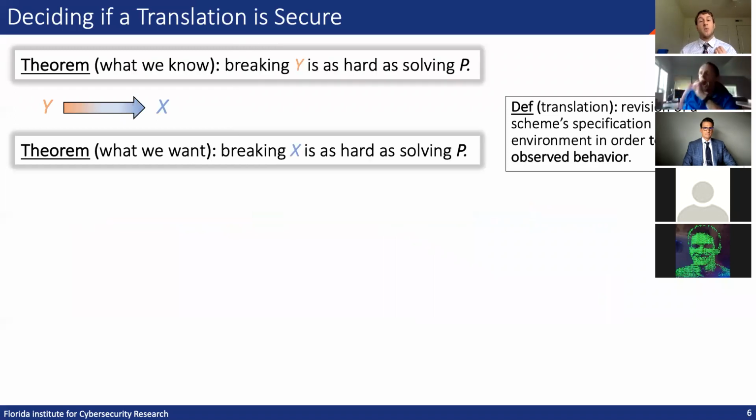That is, suppose that we know that breaking Y is as hard as solving some problem P. What we want to show is that this reduction from the hardness of P to the security of Y can be modified to account for the translation. But this task bears a significant analytical cost, and one that might make a rigorous treatment of translation prohibitive.